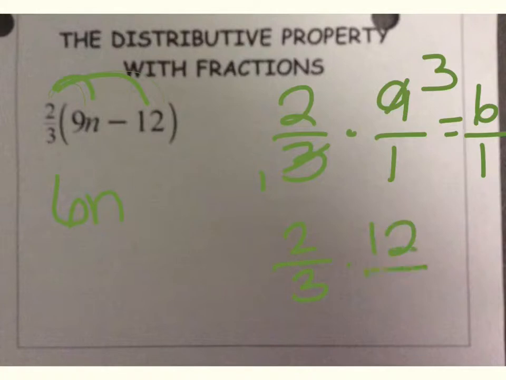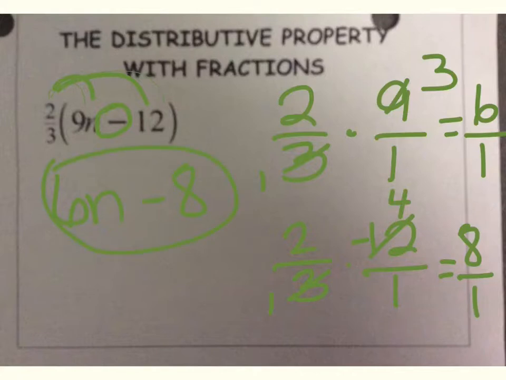2/3 times 12/1. Cross simplify again, and we're going to get 8/1. And notice that negative sign there, so it's positive 2/3 times negative 12, which will get us negative 8. So we end up with 6n minus 8. Be sure you're filling in these notes with me, not just the answer. Make sure you're showing the work.